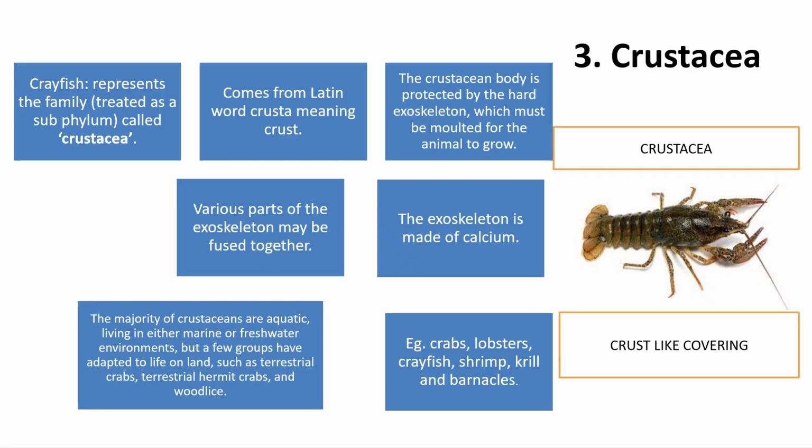Other examples are crabs, lobsters, crayfish, shrimp, krill, and barnacles. So we keep the label crustacea, the picture of a crayfish, and then the card saying crust-like covering, which gives the characteristic of the animal.